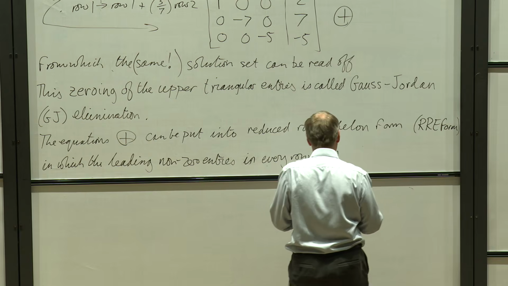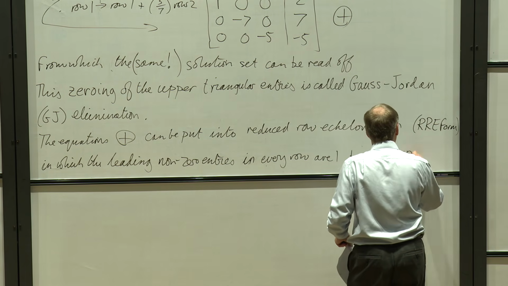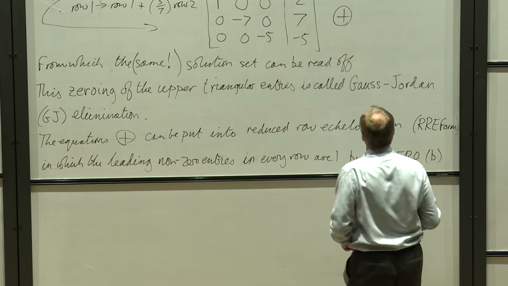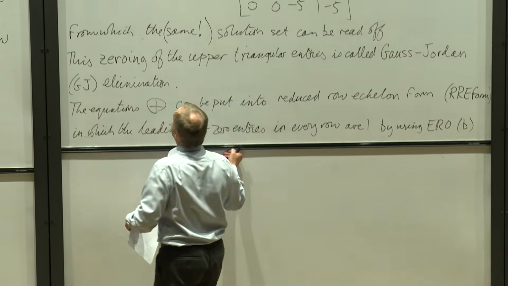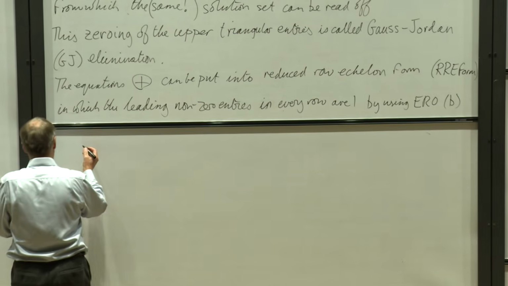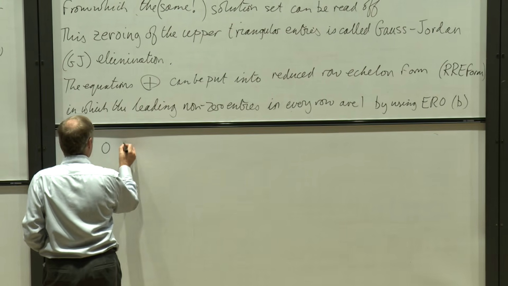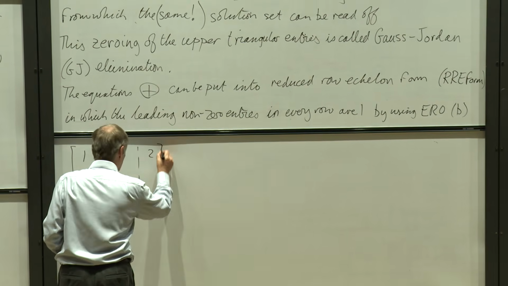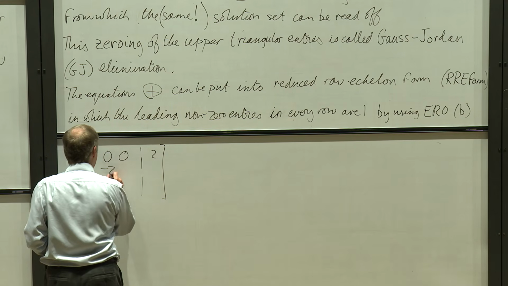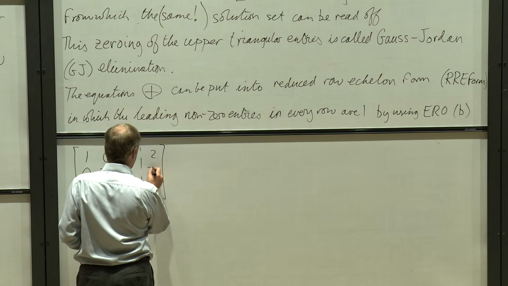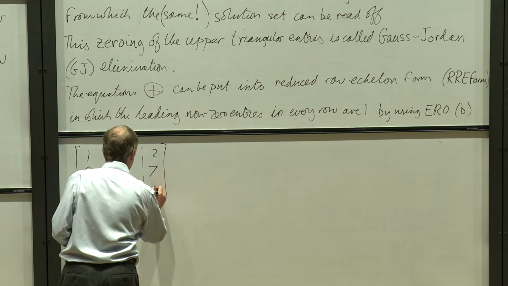Okay, the number 1 by using EROB. In other words, it's quite clear you can scale, right? And I'll just do this very briefly, and then I'll stop. Then I'm done with this. So I've got 1, 0, 0, 2. That's already in reduced row echelon form, so I don't need to do anything with that. 0, minus 7, 0, 7. Okay, and I've got 0, 0, minus 5, minus 5.